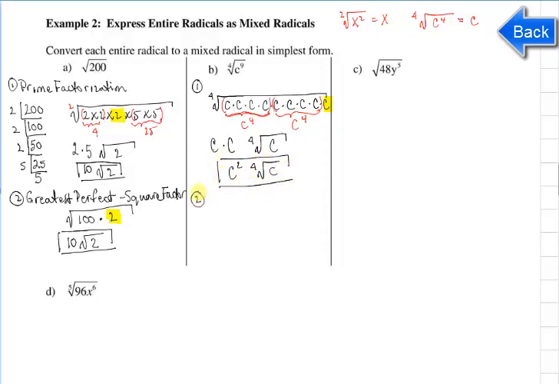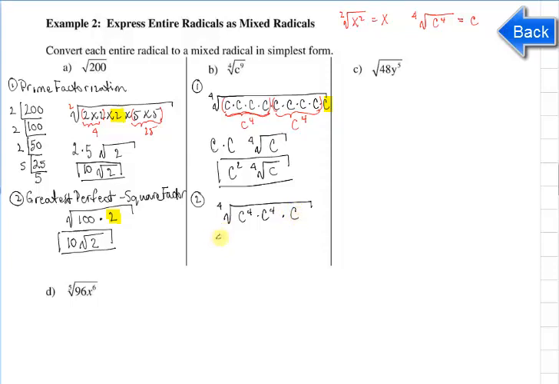Okay, and the second method is the greatest perfect square factor. So what I'm going to do with this is I need to think, how many times does 4 fit into my exponent of 9 evenly? And it fits in evenly 2 times. So you could write c to the 4 times c to the 4. There are your two groups of 4, and then times c.